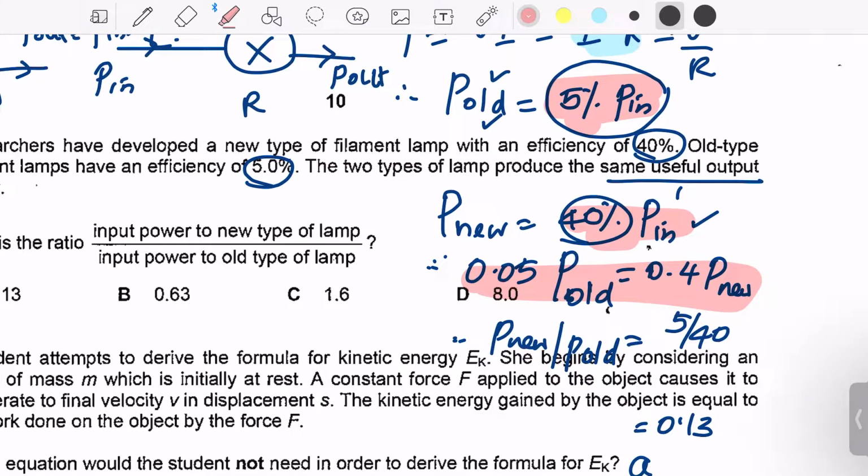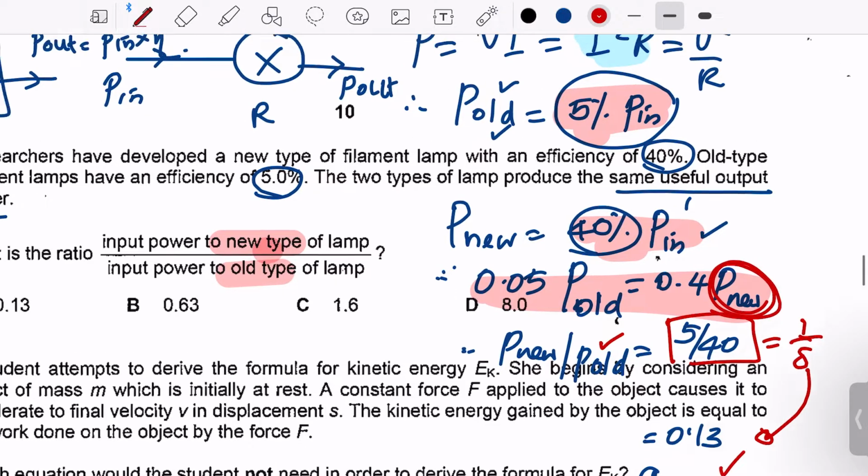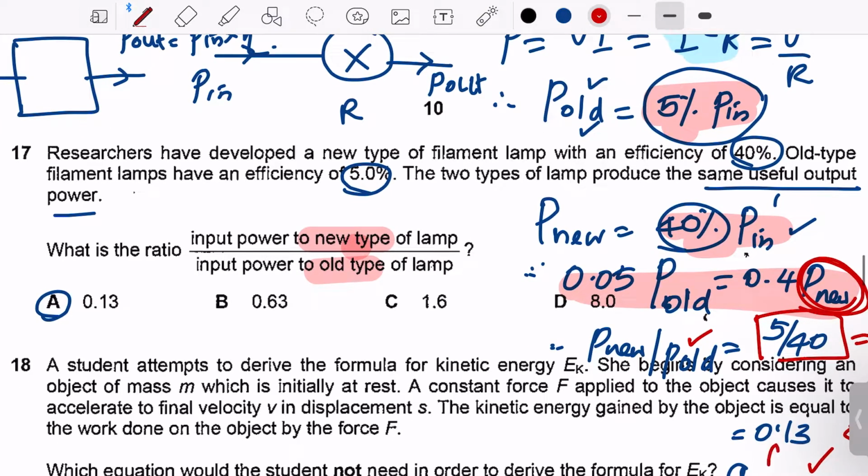From there they ask for the power of the new type and old type. We are focusing on which should be on the top, so be careful in the calculation. P new over P old becomes 5 over 40, or 1 over 8, or 1 over 0.13. The answer has to be A.